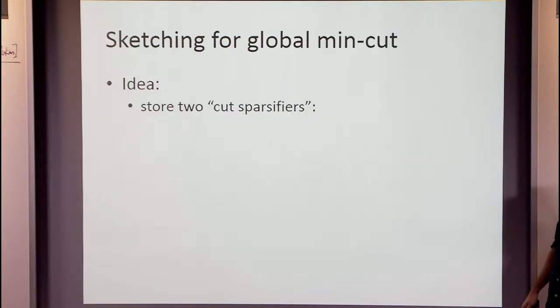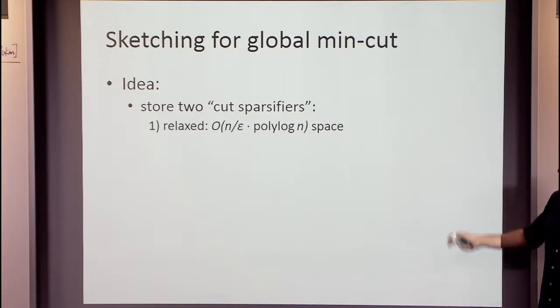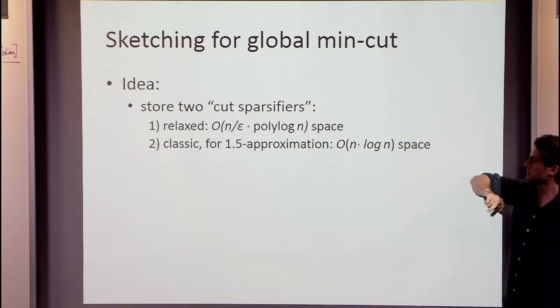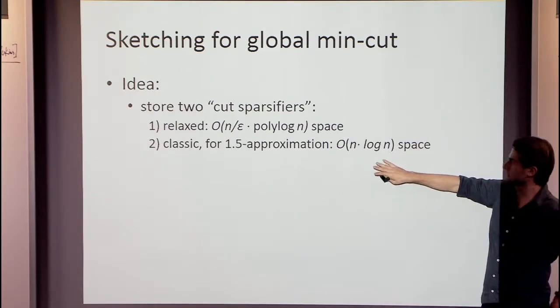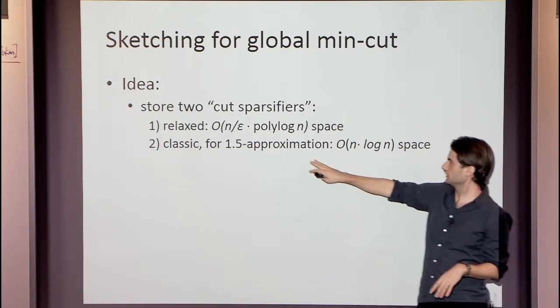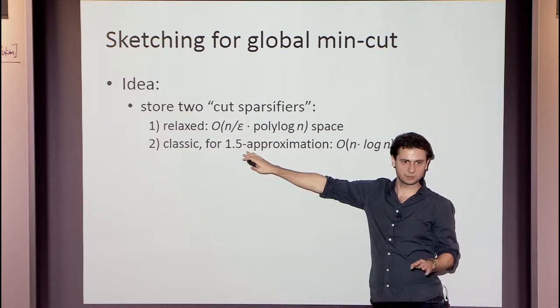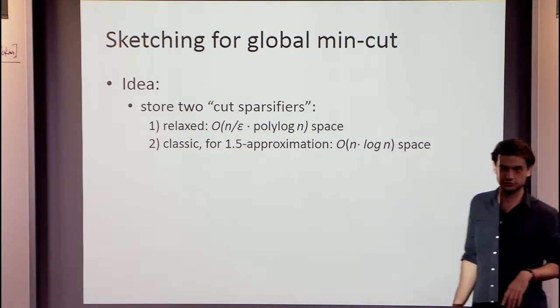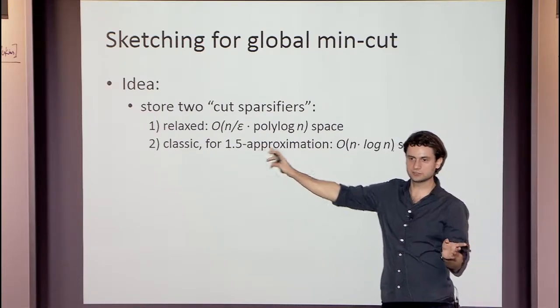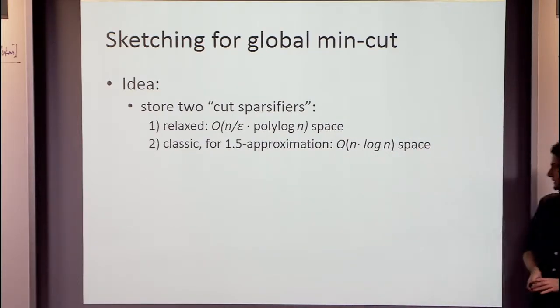Okay, so how do we do this? The idea is simple. Basically what we'll do, we'll store 2 cut sparsifiers. One is our relaxed one. And second is we will store a classic sparsifier, which is a graph for all cuts, but which works for, say, constant approximation, something like 1.5 approximation. Okay, and since epsilon is a constant, this takes only n log n space.